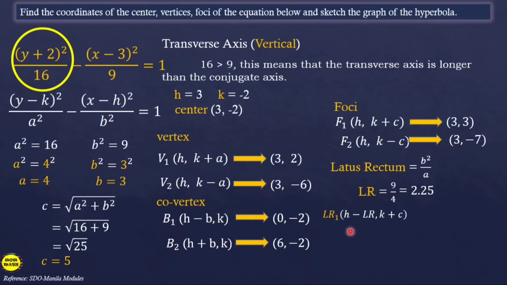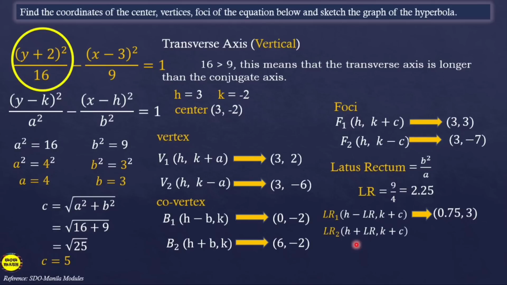So, kunin natin yung LR1. So, h minus LR, so yung h natin is 3 minus 2.25. The answer is 0.75. And then yung k plus c, ito yan. So, nakuha na natin, that is 3. So, yung LR1 natin is 0.75, 3.